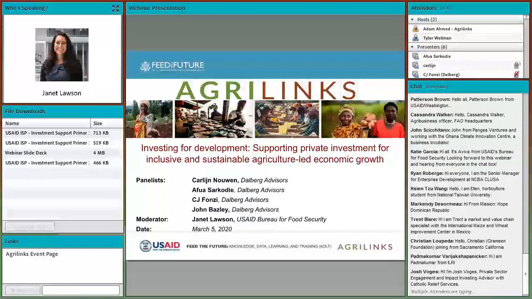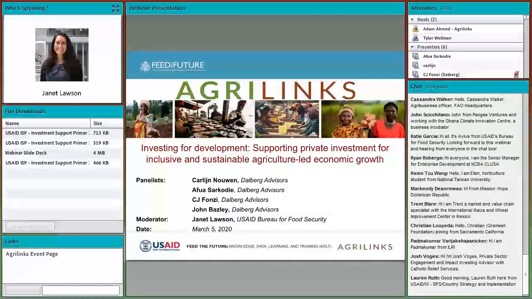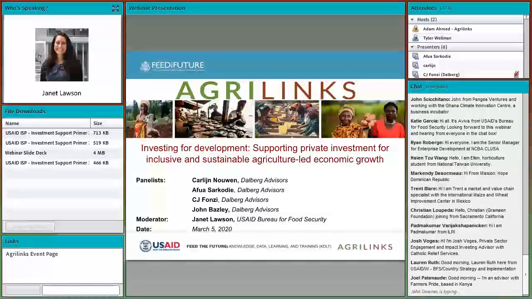Agriculture contributes to 68% of employment in low-income countries. According to the World Bank, growth in the agriculture sector, which depends upon financing investment, is 2 to 3 times more effective at reducing the number of people in poverty than equivalent growth in other sectors. Agriculture investment is crucial to achieve the goals of Feed the Future to improve food security and resilience, particularly in the face of population growth and climate change.